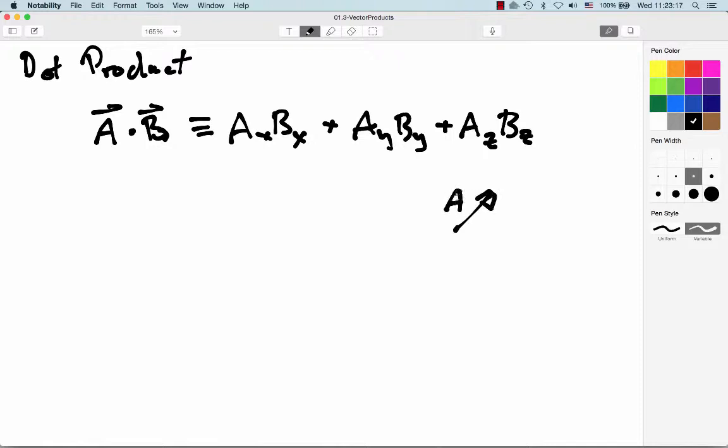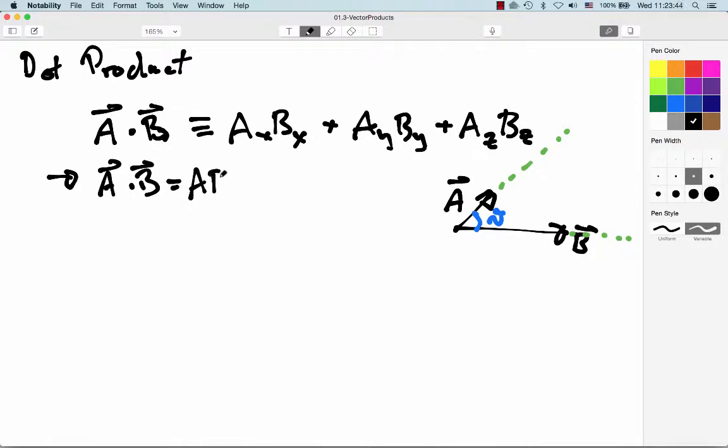So let's say this is my vector A, and that's my vector B, like so. Let's say the angle between the two is theta. And I will just go ahead and extend these lines for reasons that'll make sense in a moment. One of the first things that you can show is that A dot B is equal to the magnitude of A times the magnitude of B times the cosine of the angle between them.